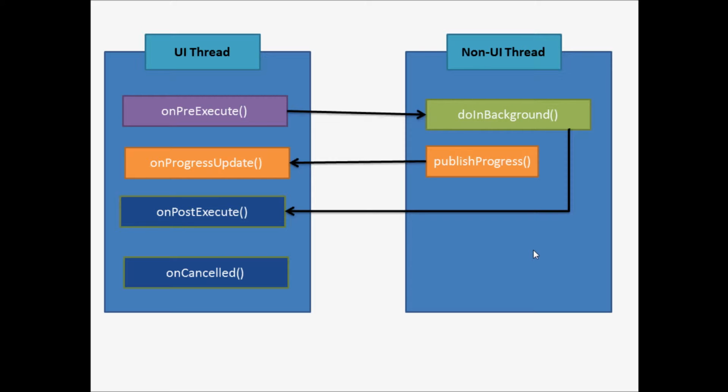In doInBackground you do the long running operations, and if you want to update from the background thread to the UI thread, you can use the publishProgress method, which will call the callback onProgressUpdate in the UI thread. After doInBackground, when the long running operation is complete, onPostExecute will be called. And finally, if at any time in between you cancel your AsyncTask call, the UI thread will get a callback onCancelled.